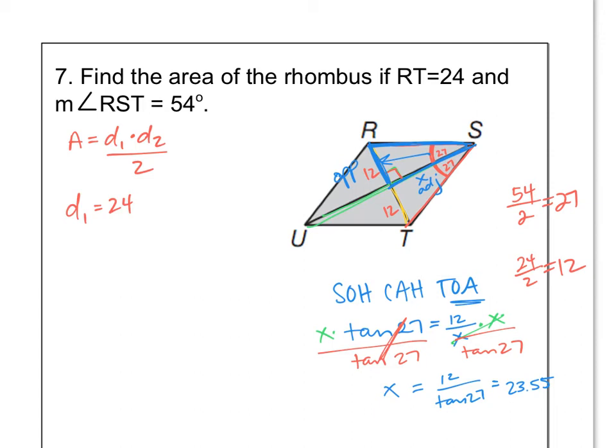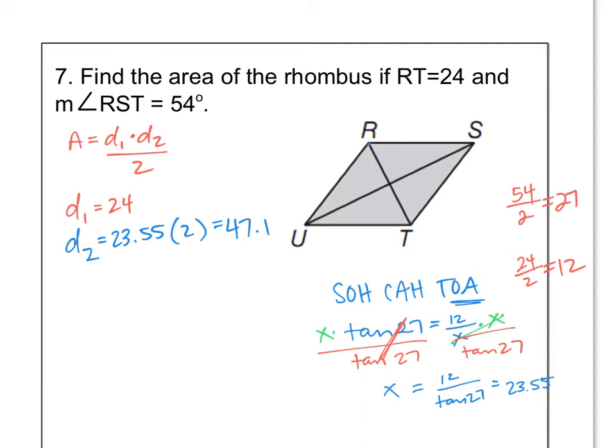So what we found is halfway across that second diagonal. So what we have to do to get our second diagonal is we're going to take the 23.55 and we're going to double it, which is 47.1. And now we know that the length, let me erase some of this writing on the rhombus. We know the length of this part was 23.55, and when we multiplied it by 2, then this was 47.1, which is our other diagonal.